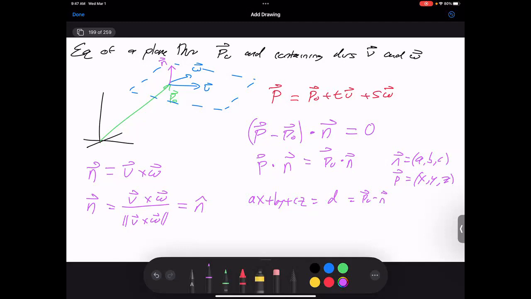Which is more convenient to look at, V cross W or V cross W divided by the length of V cross W? Yeah, V cross W. Does anybody really want to calculate the length of V cross W and divide by it? No. If I'm just trying to write down the equation, this will work. If I then need to do some calculations with it, I might want things to be as simple as possible.